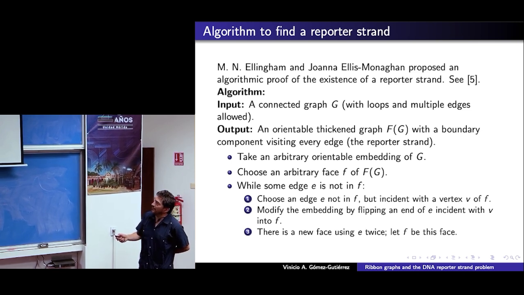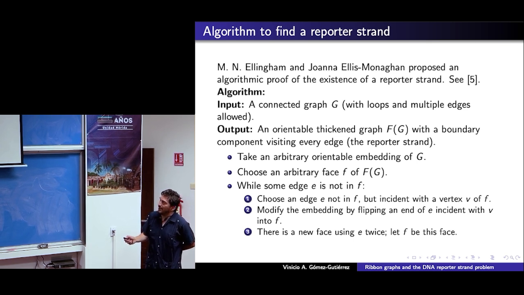The first step is to take an orientable embedding of G and choose an arbitrary face. While some edge is not in the face, choose an edge not in the face but incident with the vertex. Then modify the embedding by flipping an end of the edge, and you can obtain a new face using the edge twice. Let F be the new face.